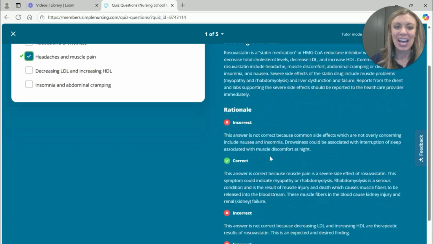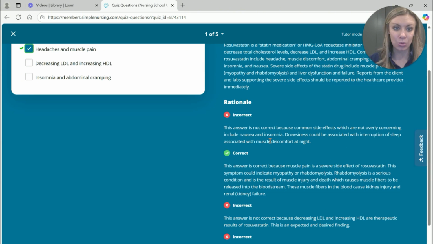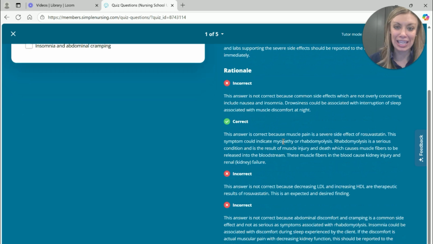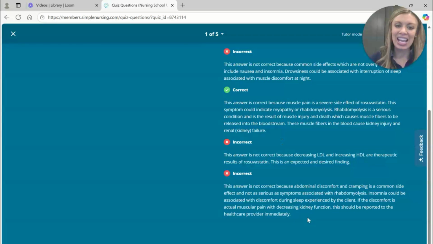And so, again, that walks through the incorrect rationales and why those aren't the answer. And that's why we take some things at night, because they do cause drowsiness. And again, oftentimes, especially if it's saying it would be most concerning, they want to see, do you know what the desired effect is as well? So usually the desired effect is one of those answers that you can easily eliminate if it says would be most concerning.